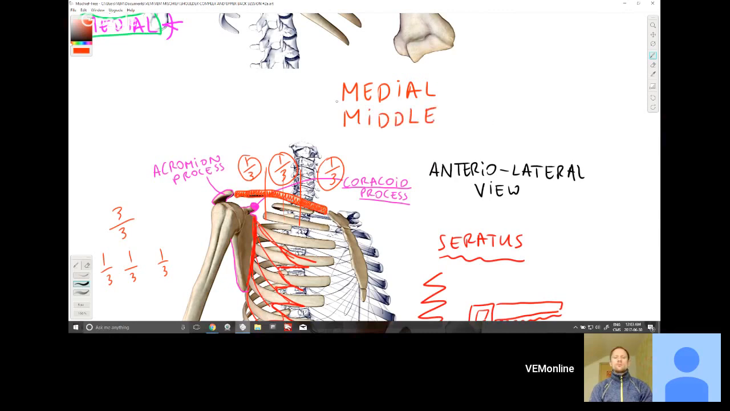Completely different words. They refer to different regions entirely. Medial meaning closer towards the center, and middle something in between. So we have, let's say, left side, right side, and right in the middle. And then medial, as we talked about just a moment ago, medial and lateral.